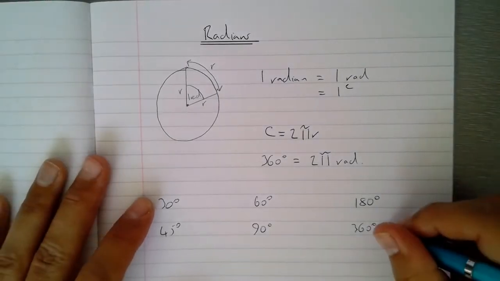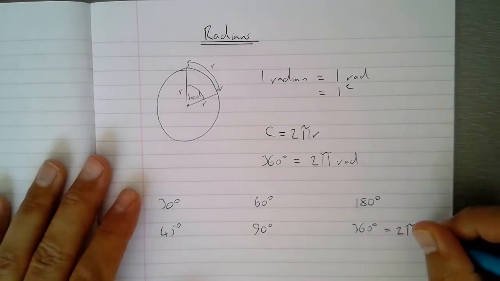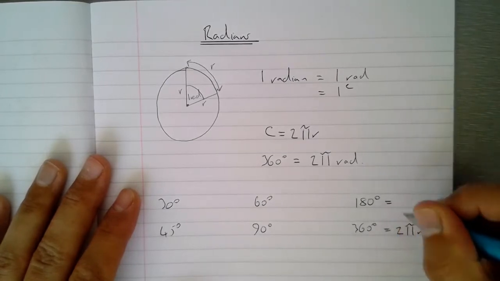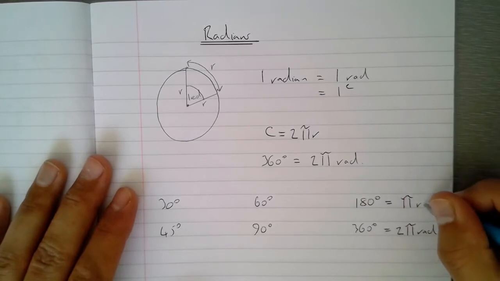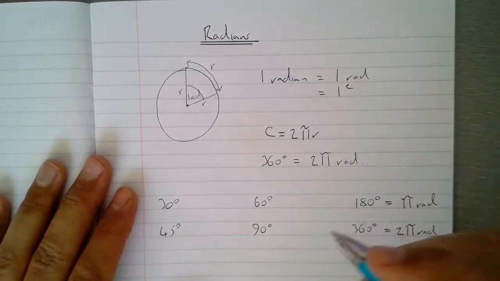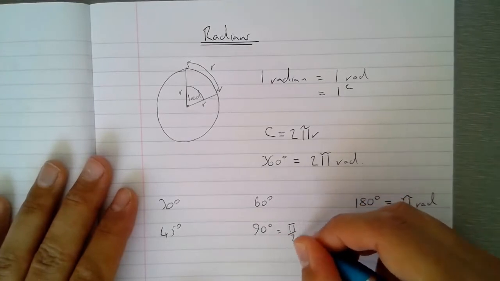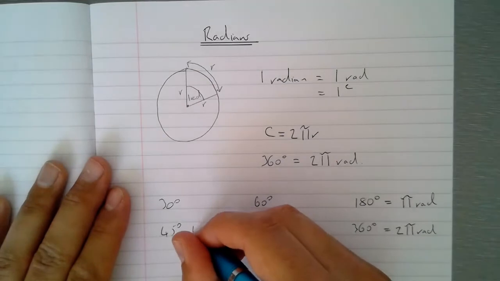So obviously this one is 2 pi. We've already said that that's true. 2 pi rad or c. This is half as much, so this has to be just pi radians. This one's half as much, so this is pi over 2 radians. This one's half as much again, so this is pi over 4 radians.